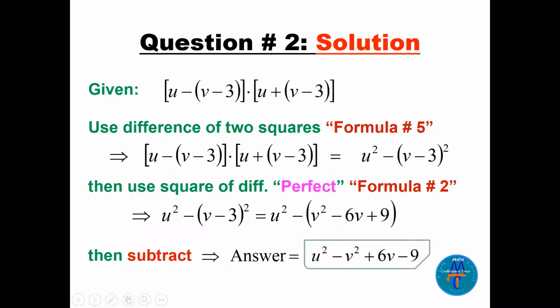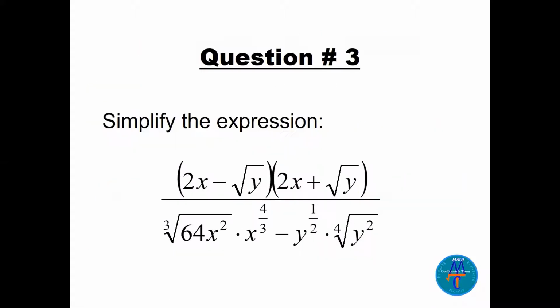This is a nice question. You can multiply to find the product. Now a more difficult question: let's simplify the whole expression here. We need to multiply. The expression is 2x minus square root of y, times 2x plus square root of y, over the cube root of x to the power 4 over 3 times the fourth root of y squared. It's easy to do: take the numerator and multiply, then multiply in the denominator. Change this to a rational exponent and make it a power, and also make this one a power: y to the power 2 over 4.